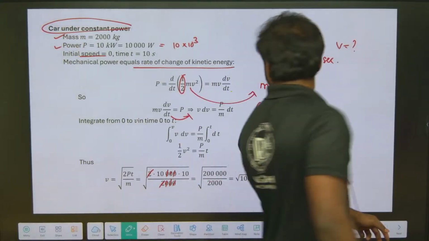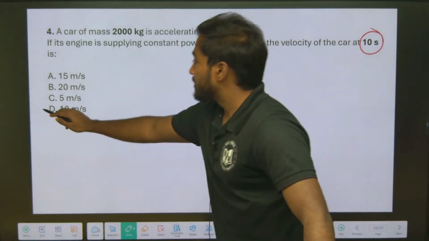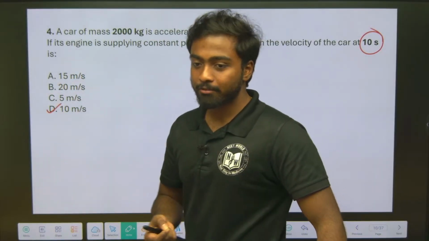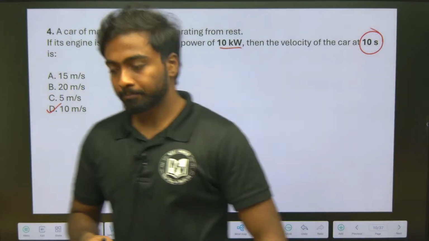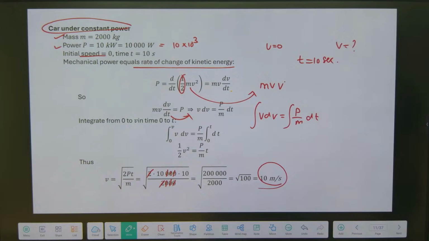So option D is the answer, right? Option D is the answer. It's not B, it's not C. So we have done some calculation mistake, right? So check it out. So this is the answer for the given question.